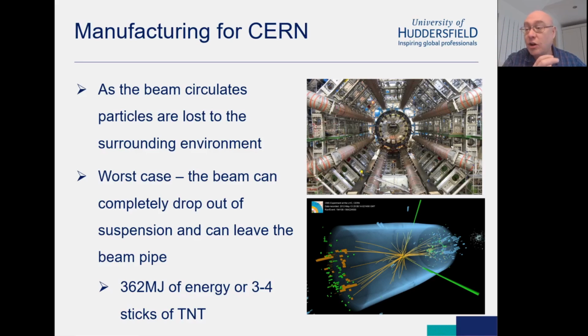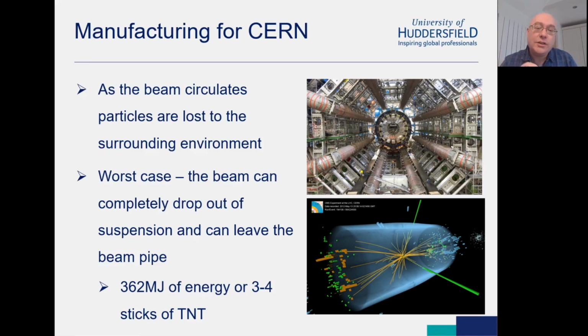We use a collimator in order to guide the beam. Now, what can happen as the beam of energy goes around the CERN accelerator is that little bits of the energy stray off. In the worst case, the beam completely drops out of alignment, out of the suspension, leaves the beam pipe and dumps the equivalent of 3 to 4 sticks of TNT at one go.